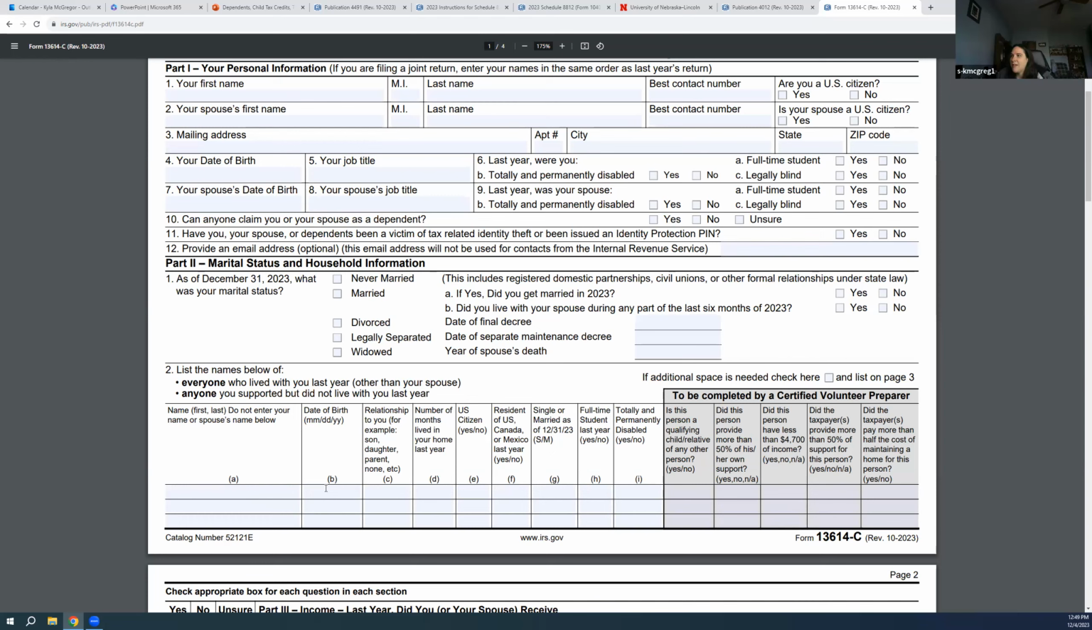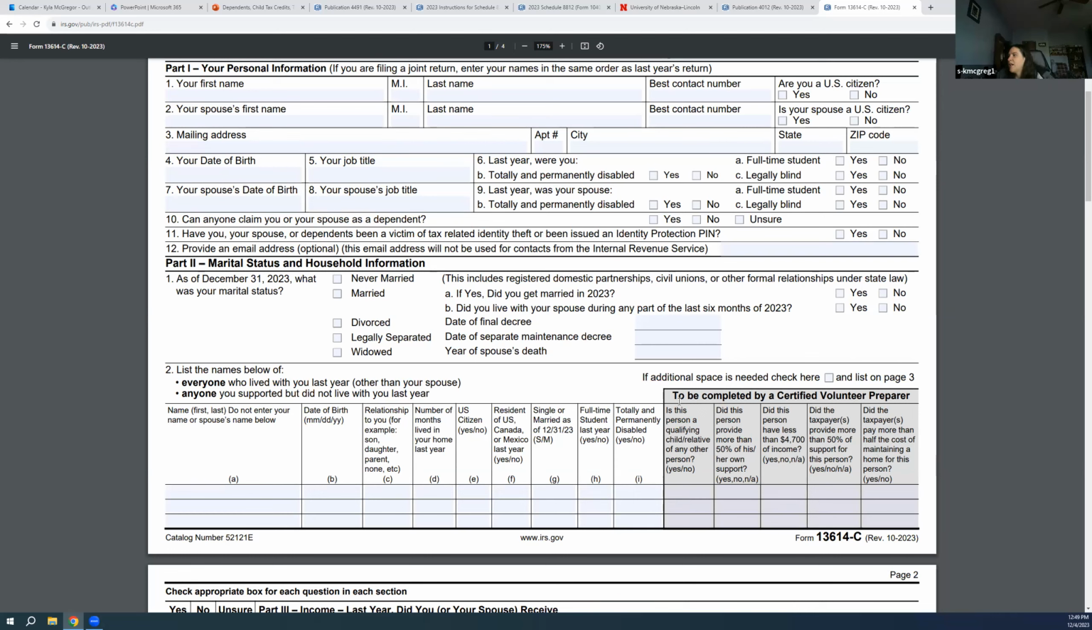So we kind of got to look and be like, okay, how old is this person compared to the person I'm doing? Are they related at all? Have they lived with them? Are they citizens or residents of the US, Canada, Mexico? Single or married? Are they students or are they disabled? And then they'll fill out that part. And then we go through this part, and this will help us determine the different credits and things like that.